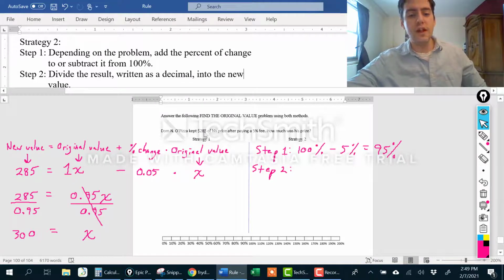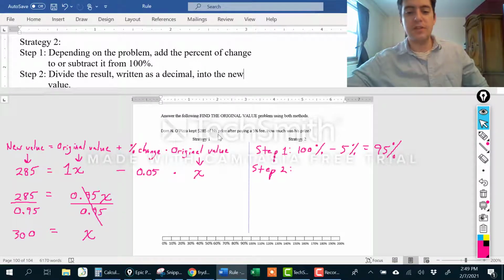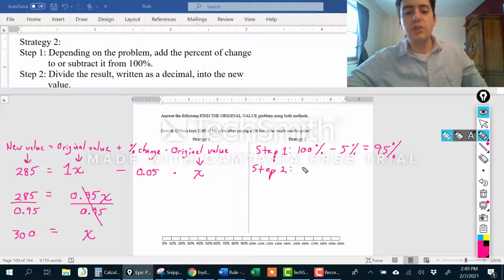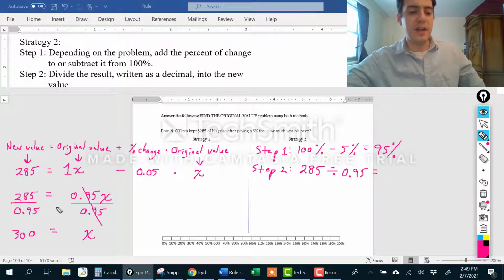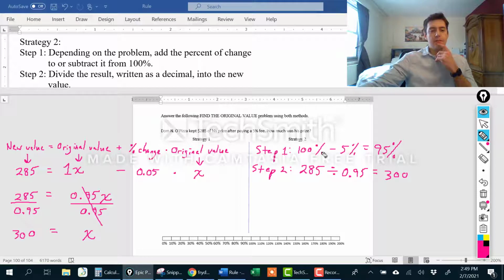So the new value was 285. That's the new amount of money that Dom had after he paid the fee. The original of that amount that he got for winning some kind of contest, that's what we're looking for. So for step 2 here, we're going to do 285 divided by 0.95. And we already did that way back here, okay? And we got 300.